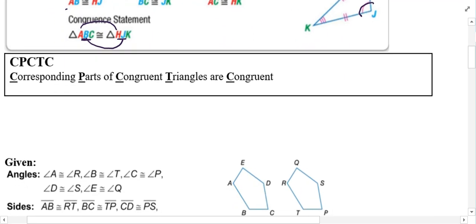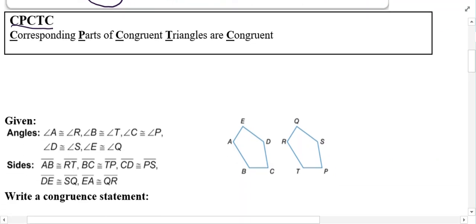One of the sayings, or one of the things that we shortcut, is saying CPCTC, corresponding parts of congruent triangles are congruent.